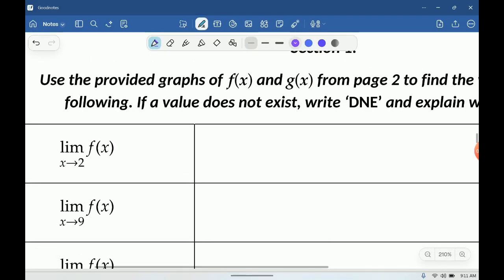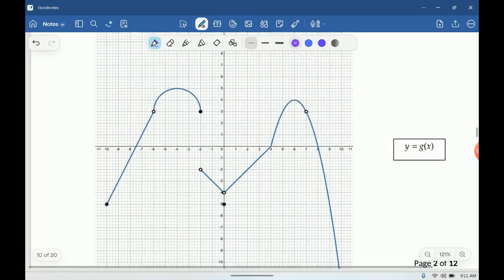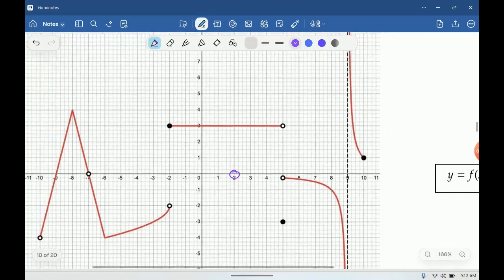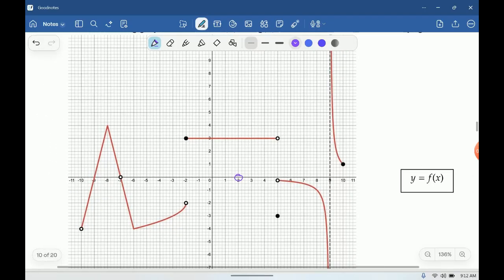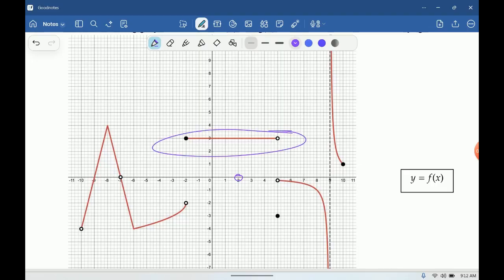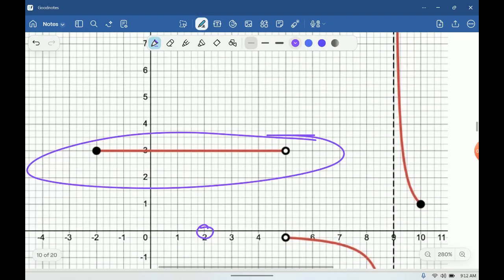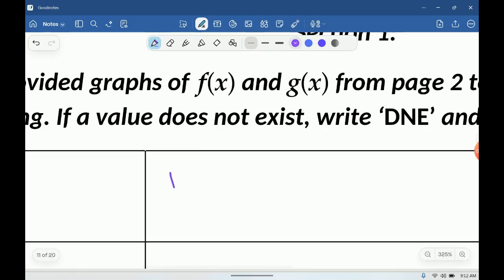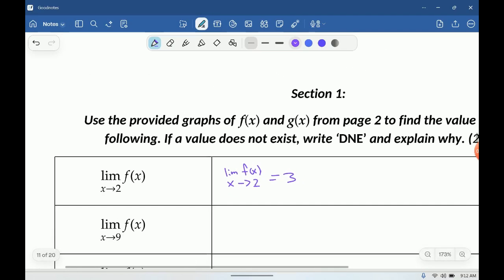Our first problem asks us to find the limit of f of x as x approaches 2. So we're going to go to our graph for f of x, and we're going to find where x equals 2, which is right over here. And in these graphs, the limit is shown by the lines that are represented, and as we can see, there's only one line that meets x equals 2. And we can see that it meets x equals 2 at y equals 3. So you would write that down as the limit of f of x as it approaches 2 equals 3.